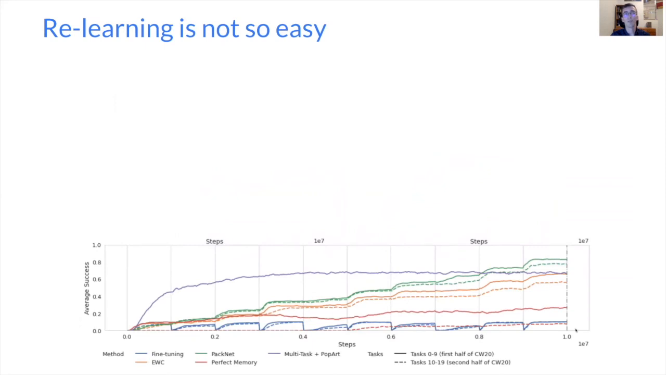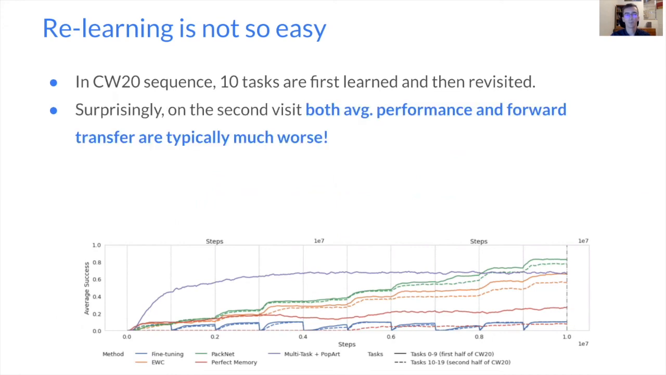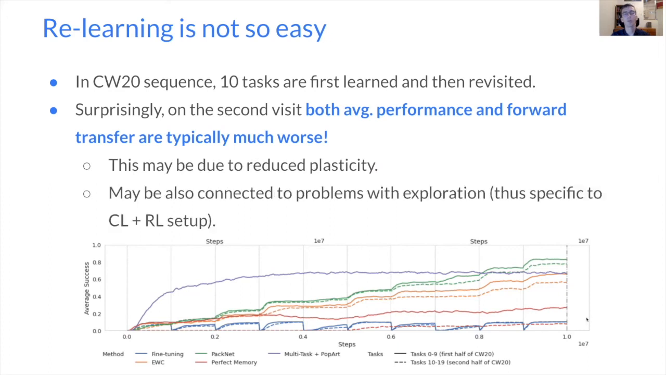Another issue is about relearning a task. In the CW20 sequence, 10 tasks are first learned and then revisited. And to our surprise, on a second visit, the metrics are much worse. So this may be due to reduced plasticity of the neural networks, or this may also be connected to problems with exploration. Here, it would be specific to the continual learning plus reinforcement learning setup.